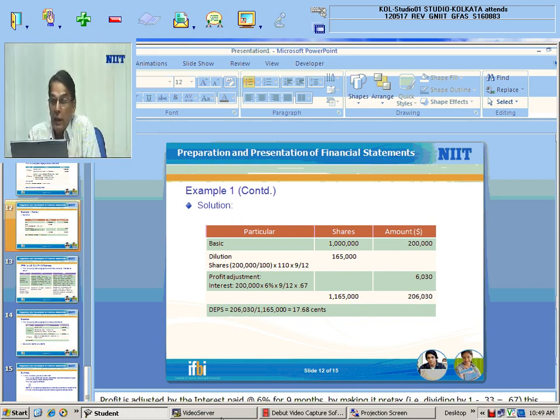Effect of dilution: the earning now becomes 206,030, and the number of ordinary shares due to dilution will be 1,165,000. So the diluted earning per share will be 206,030 by 1,165,000, which is 17.68 cents.